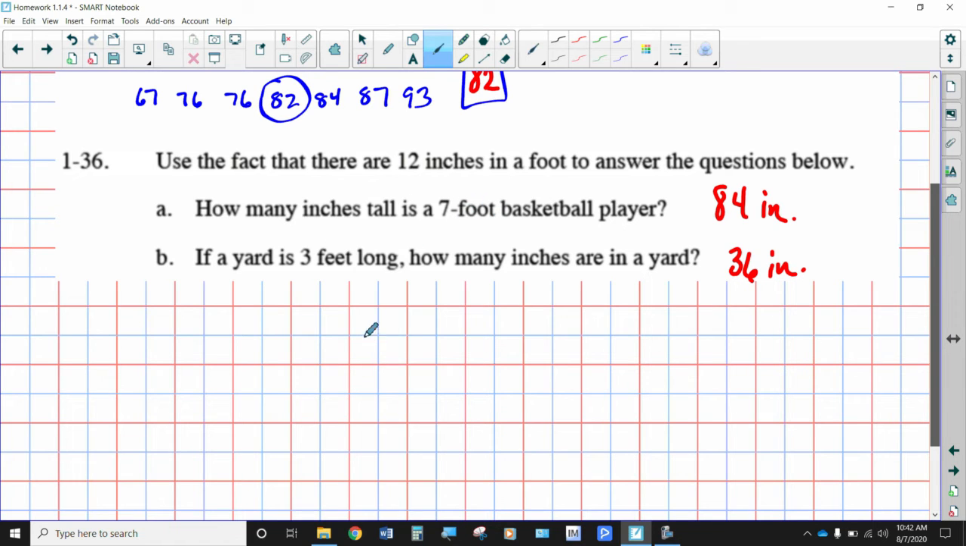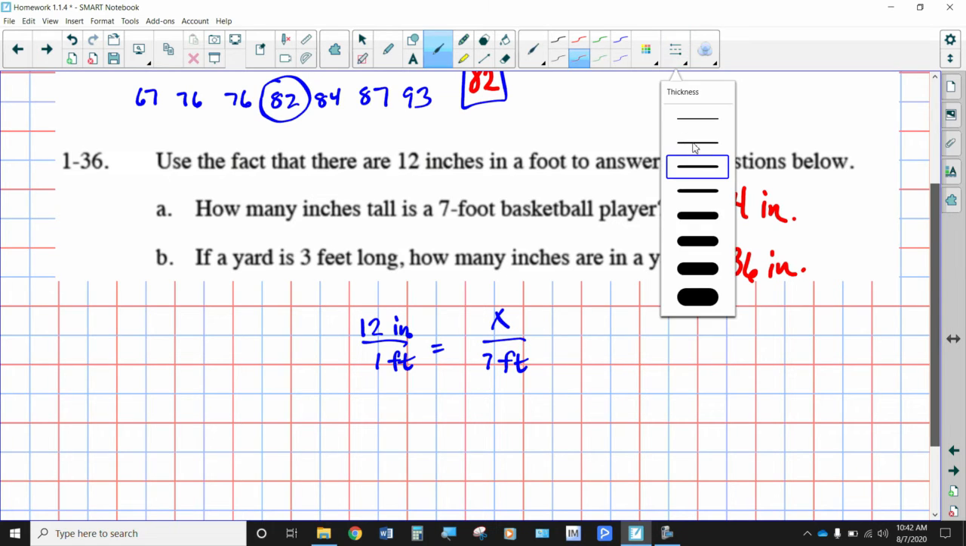So I like to set these up as proportions. So if we know that there are 12 inches for every 1 foot, then if I know you've got a 7-foot tall player, then we're trying to find the number of inches for 7 feet, and this is where you start thinking about giant ones.